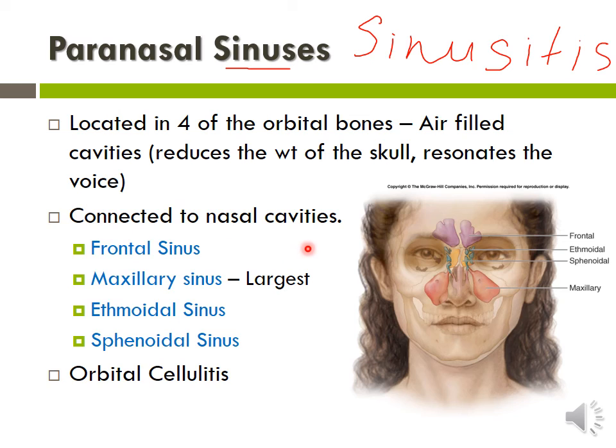Okay, so what are the names of those sinuses? One is the frontal sinus, and you can remember it will be associated with the frontal bone here.